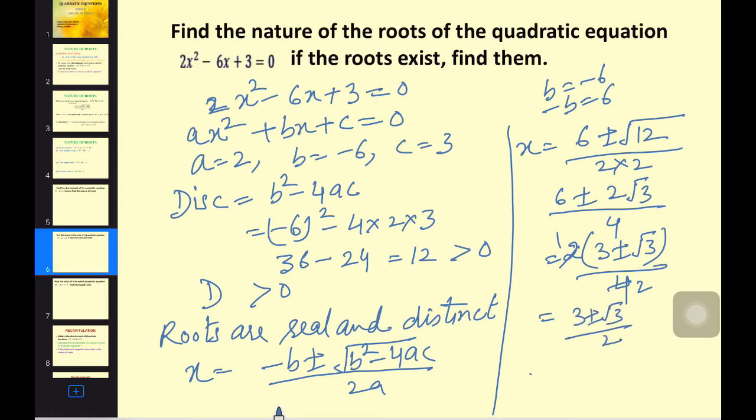There are two roots. One is 3 plus root 3 by 2. The other is 3 minus root 3 by 2. If the roots are real, then find them. So we have found them.